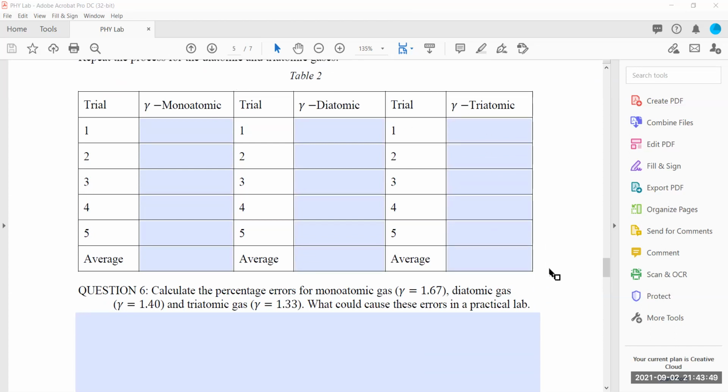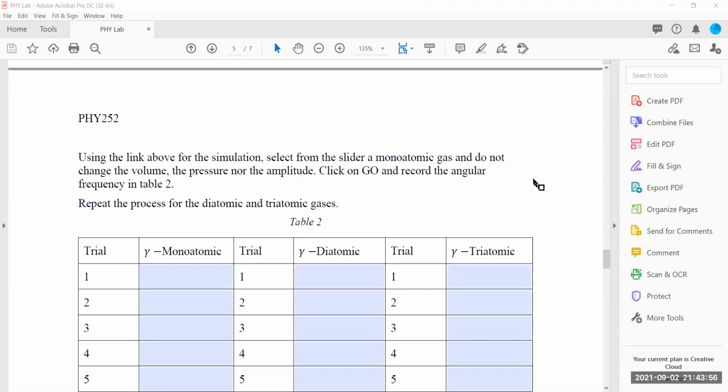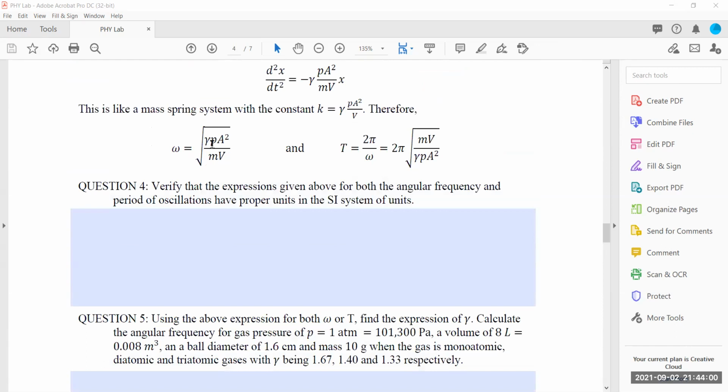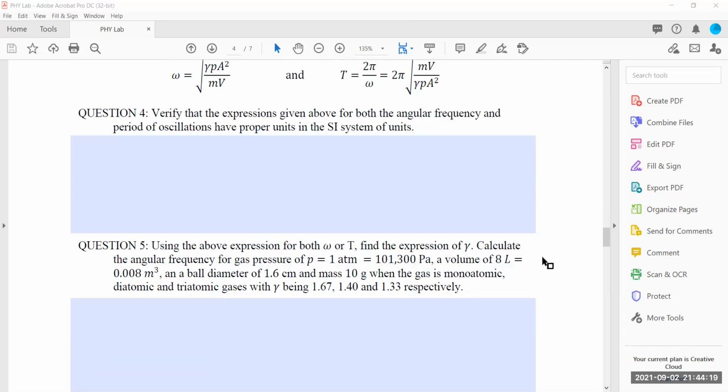Once you find the value of omega, that's what the lab gives you. You need to find gamma using this algebra. So gamma is going to be m times the volume, and you have the volume from the lab, and you have the pressure, and you have everything. M is the mass, V is the volume, A is the cross section, and P is the pressure. They tell you exactly what these values are.